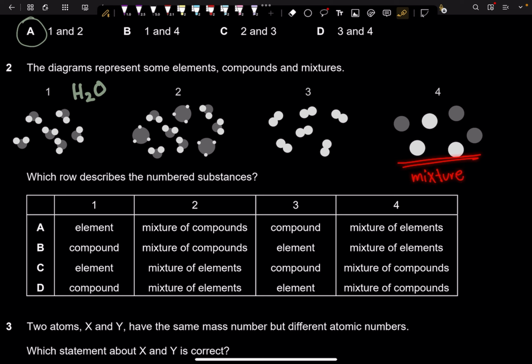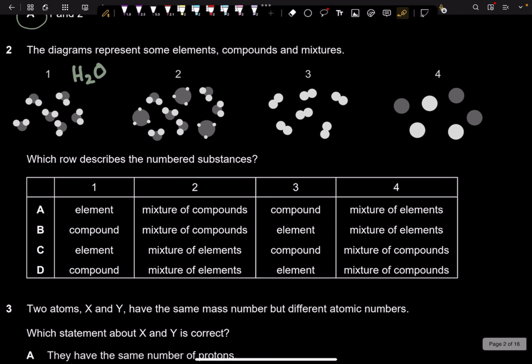Because I can see different types of atoms over here. But this is not a mixture of compounds. How do I know this is not a mixture of compounds? Because, for example, if I had two more like this over here, I could say this is a compound because it had different elements. But over here, this is a single element, this is a single element, and two elements are mixed together. So this is a mixture of elements.